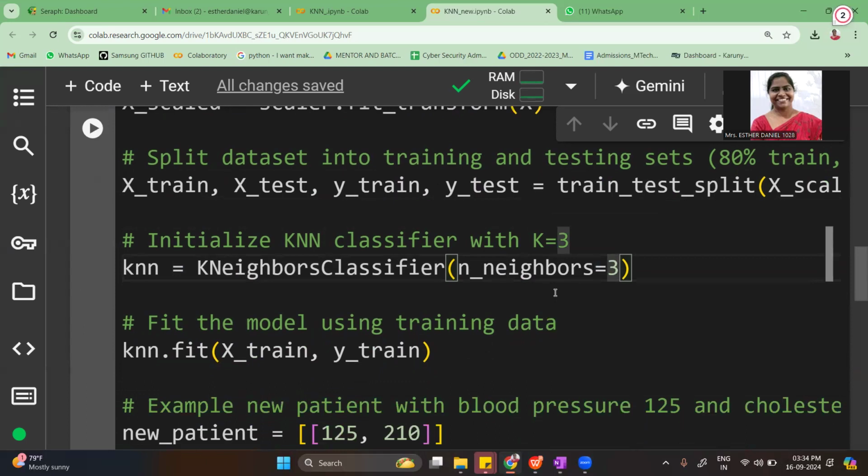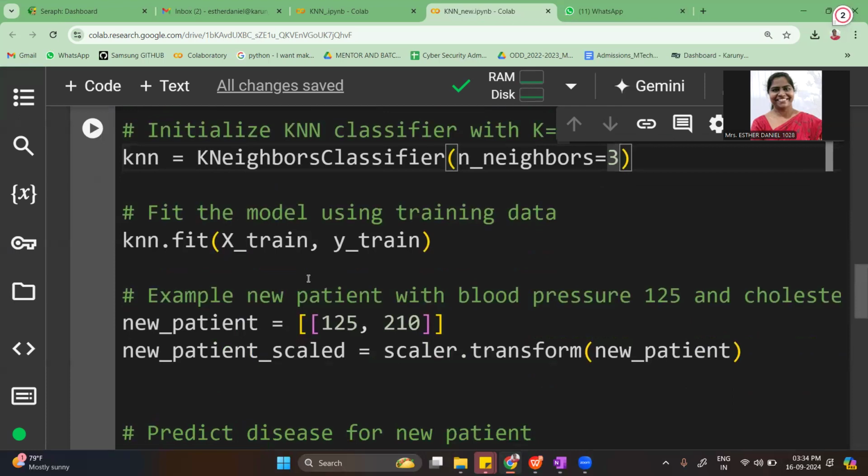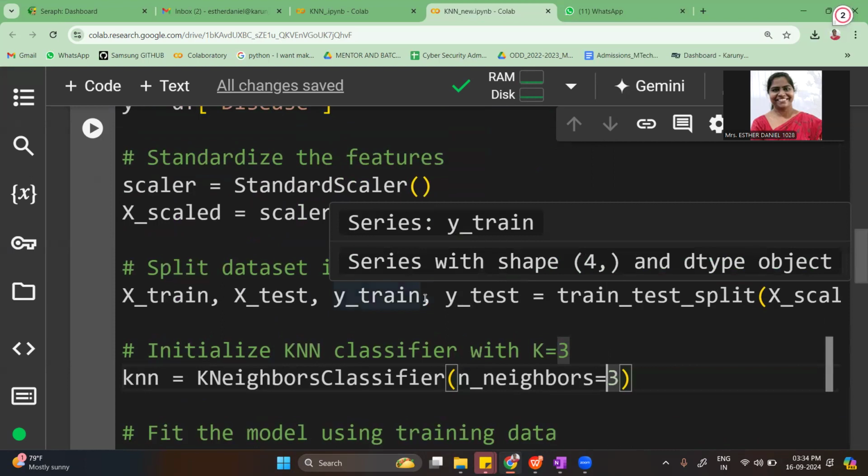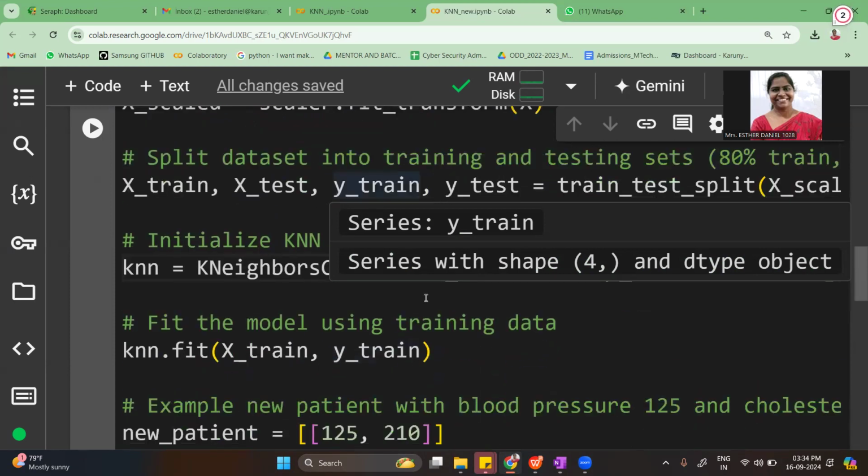And once that is done, we are going to train the model. So KNN.fit, where we give the X train and Y train data. The 80% training data is given, and once that is given, my model is trained. Now I'm going to predict. Actually, when I have a huge data set, I'll split my 80% of data as training data and 20% as my testing data, and that testing data has to be given for checking.